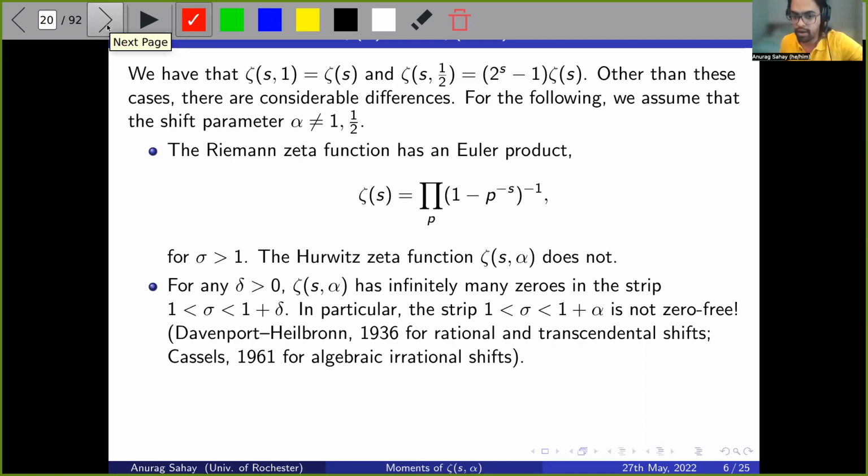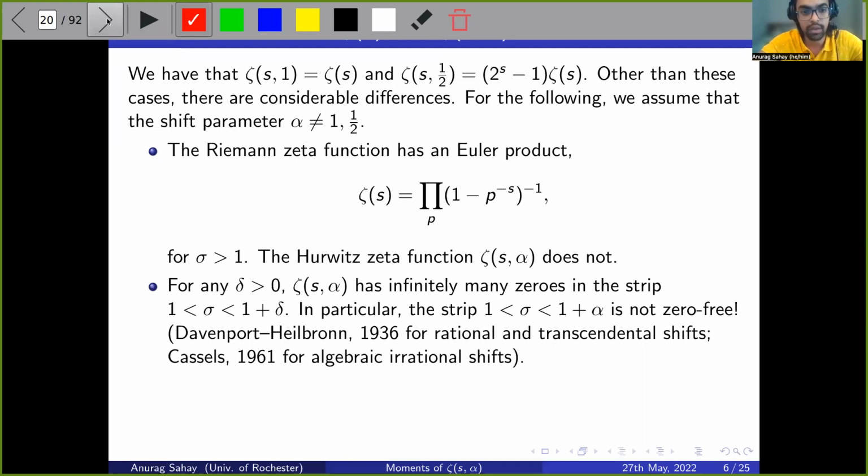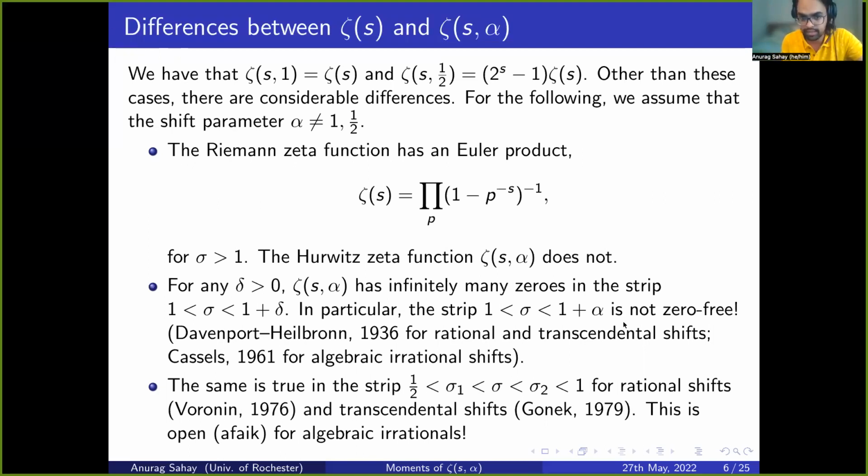This was proved by Davenport and Heilbronn in 1936 for rational and transcendental shifts, and Cassels proved the same result for algebraic irrational shifts. And this dichotomy is quite common. It's usually very easy to show things about the Hurwitz zeta function for rational and transcendental shifts, and much harder to do the same thing for algebraic irrational shifts. As an example, if you look in the interior of the critical strip, this result is still true. There are infinitely many zeros of the Hurwitz zeta function. This was shown by Voronin for rational shifts, Gonek for transcendental shifts, and as far as I know, this is actually not known for algebraic irrational shifts, though it's probably true for them as well.